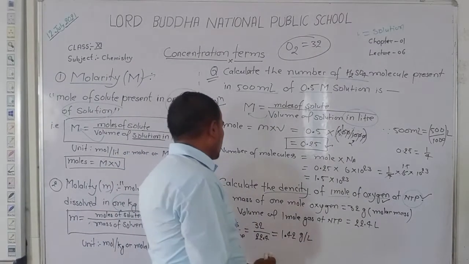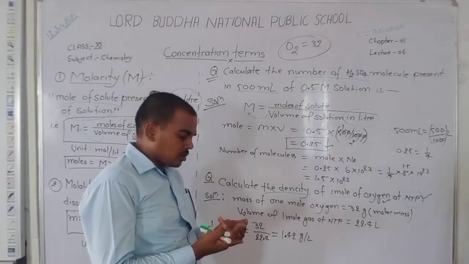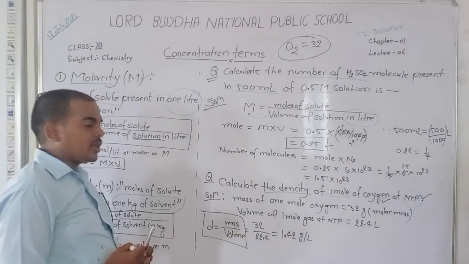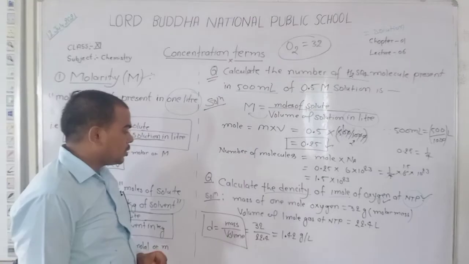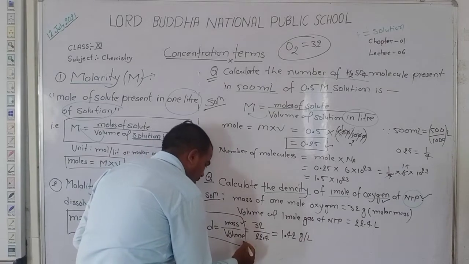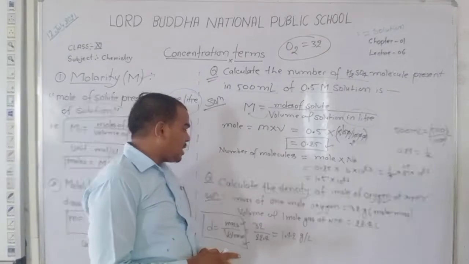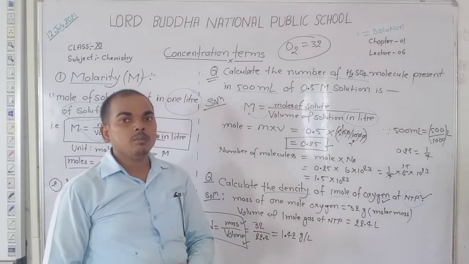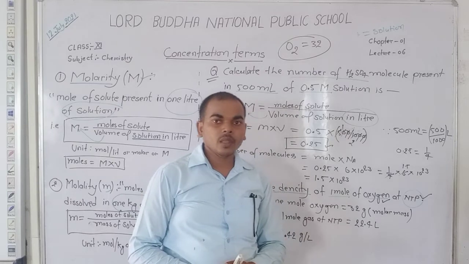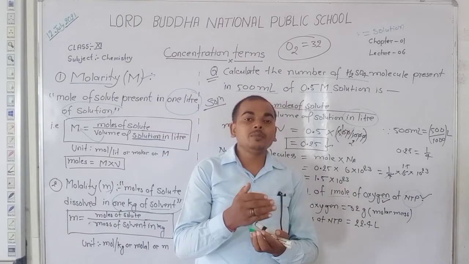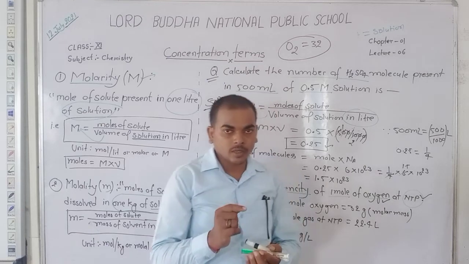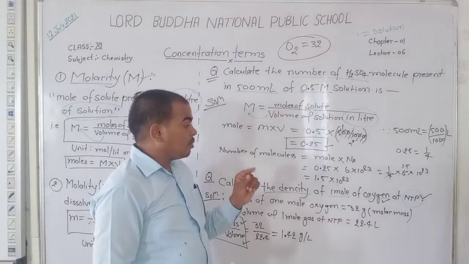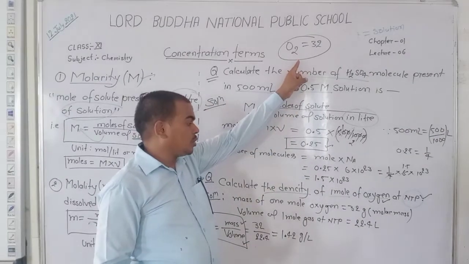Okay, for the solution of density, firstly we calculate the mass, because the formula of density is mass by volume. Firstly we find mass, then find volume. You know that the mass of 1 mole of any molecule is the molar mass. Do you understand? Molar mass means mass of 1 mole of substance. Here mass of 1 mole of oxygen means molar mass of oxygen. Molar mass of oxygen, O2, is 32.